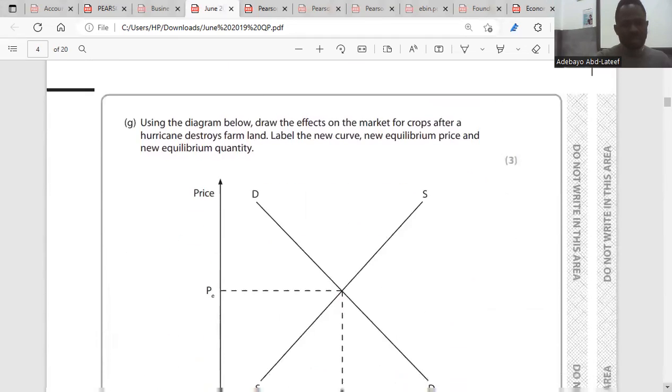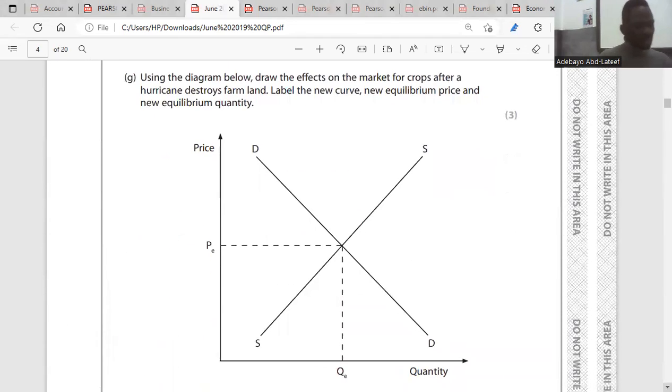Using the diagram, draw the effects on the market for crops after a hurricane destroys farmland. Label the new curve, new equilibrium price, and new equilibrium quantity. So please take note here. A hurricane destroys, so that means it's a weather condition. Please focus on it.